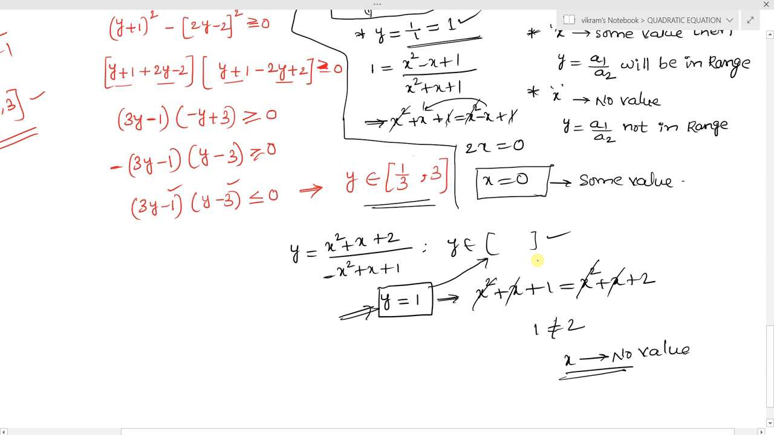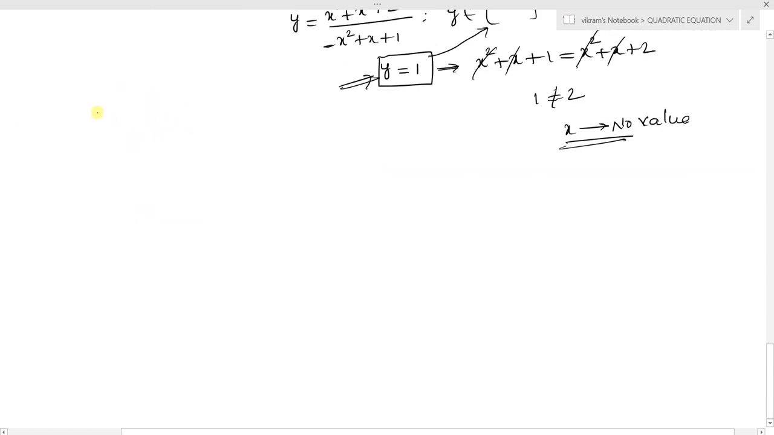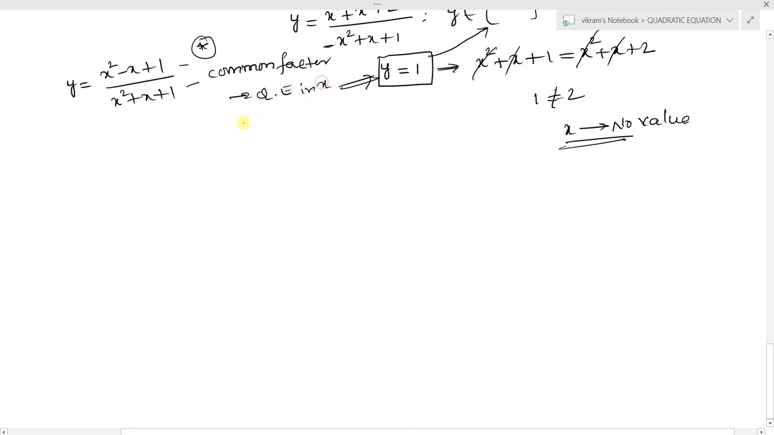Now we discussed y equals quadratic expression by quadratic expression, x square minus x plus 1 by x square plus x plus 1. What are the conditions we verified? The first condition is that the numerator and denominator do not have a common factor. Then we convert into a quadratic equation in variable x. Next check for discriminant greater than or equal to 0. Then we obtain the values of y, that is the range.